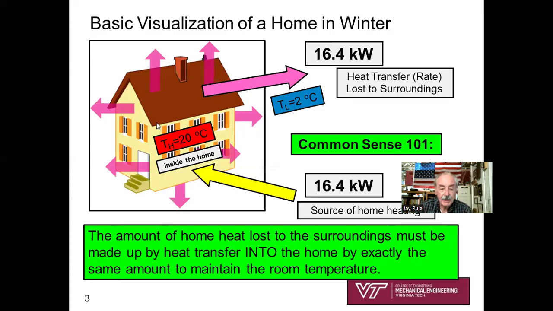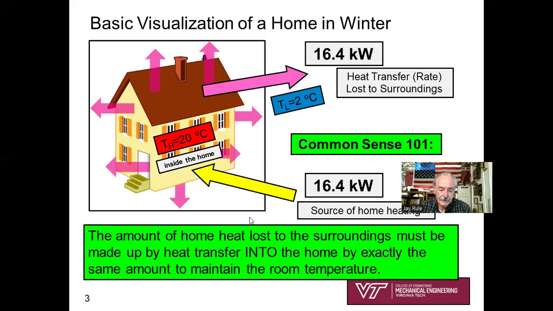So here's our house. I've labeled my house T_H. Inside is 20 degrees C inside the house. T_L, the surroundings, 2 degrees C, and given the heat transfer from the exterior surface of the house to the surroundings is 16.4 kilowatts. That's a perfectly good sketch. Now let's apply Common Sense 101.